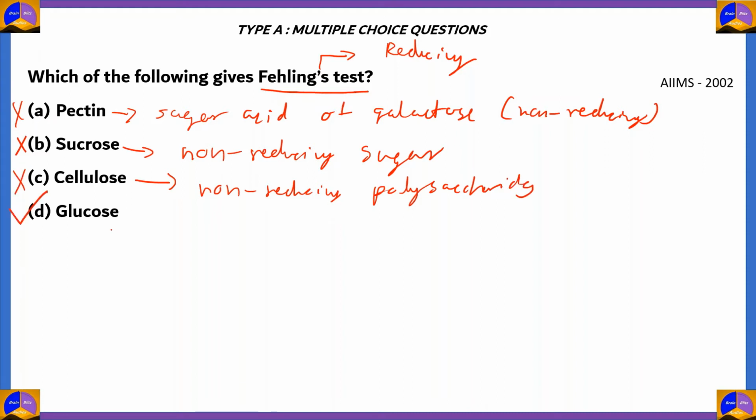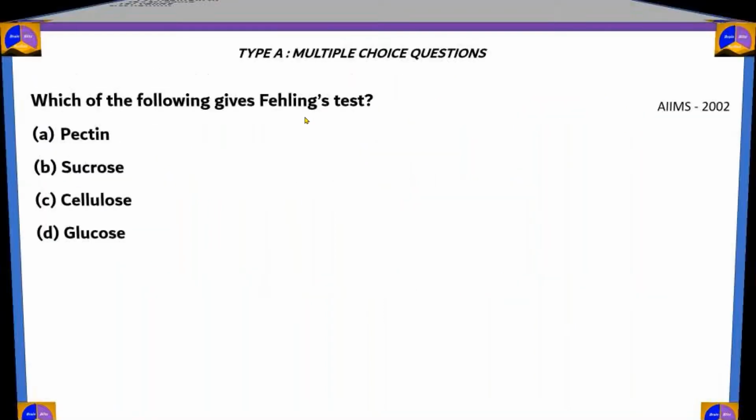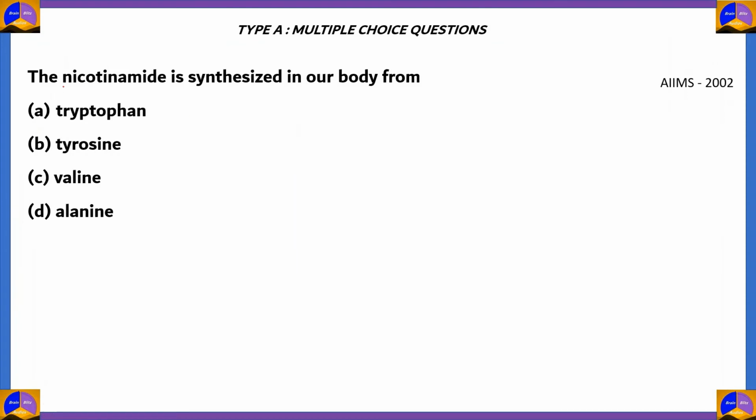The right answer is option D, glucose. The reason glucose gives the Fehling's test is because the free aldehyde, that is the CHO group, undergoes reduction to give the Fehling's test. So that is the right answer, option D. Glucose gives Fehling's test. Next question.